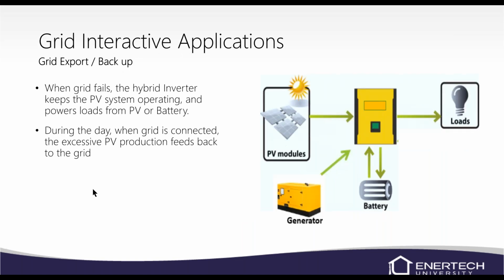A grid interactive application: grid export with backup. Basically, when the grid fails, the hybrid inverter keeps the PV system operating and powers loads from the solar array to the batteries. You can kind of see it in that little diagram there. If you've got the grid, when the grid is connected, the excess PV production will feed back to the grid itself.